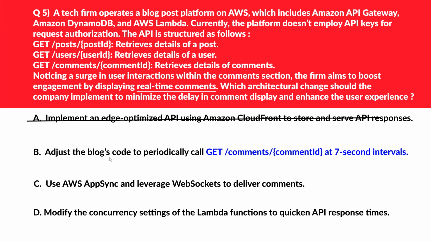Let's move to option B. B says adjust the blog's code to periodically call get comments at 7 seconds intervals. This approach is known as polling. This can lead to unnecessary network traffic and latency since it requests data at regular intervals regardless of whether there are new comments or not. Hence, incorrect choice.